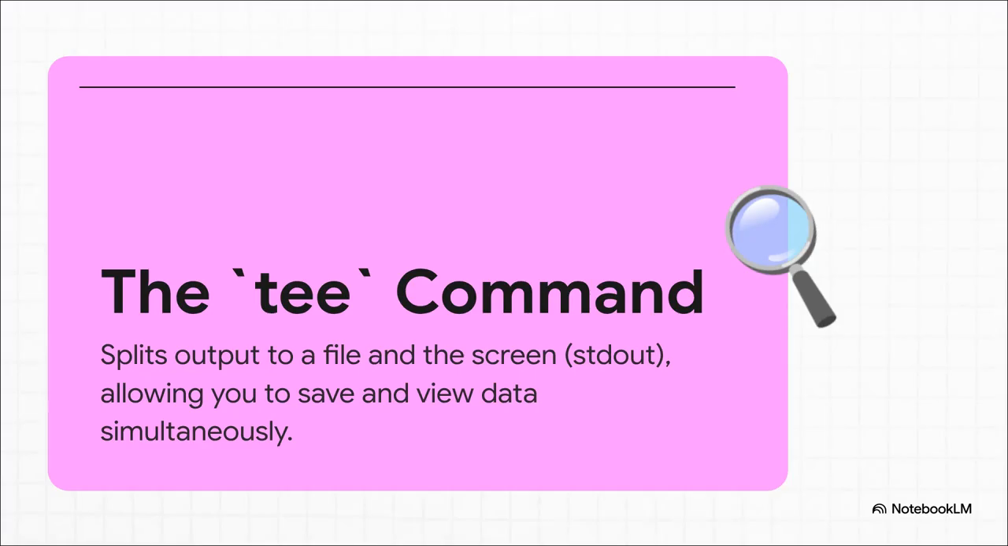Now, before we build a longer chain, I've got to introduce you to a crucial little tool, the tee command. Think of it like a T-junction in our pipe. It lets the data keep flowing down the line to the next command, but at the same time, it splits off a copy and saves it to a file. This is absolutely essential when you need to create a log or an archive of what happened while still seeing the output live on your screen.